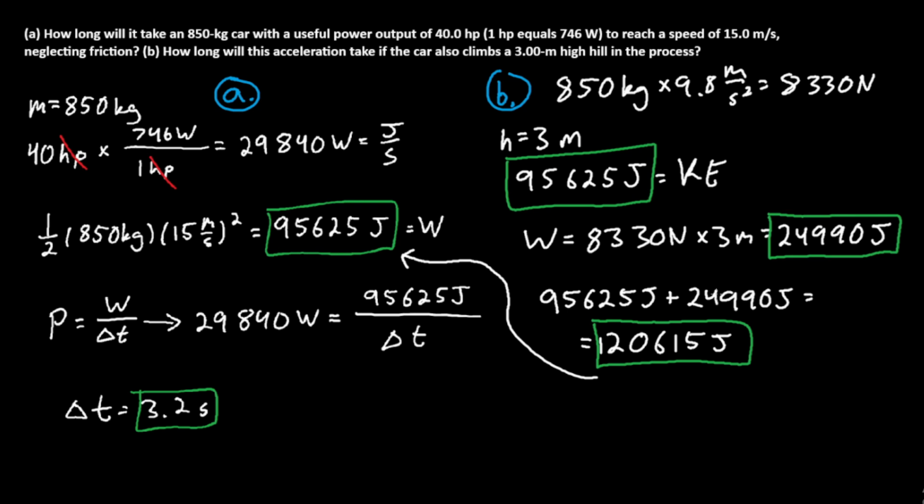This is more than the previous one because you're also going upwards. The car needs to resist against the force of gravity this time instead of just increasing in velocity. So when you're going up a hill and trying to increase your speed to 15 meters per second, you require more energy because your engine has to resist gravity as well.